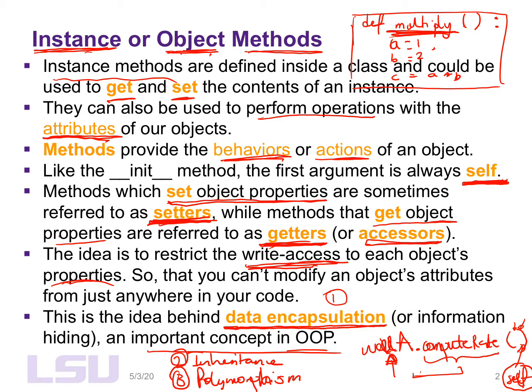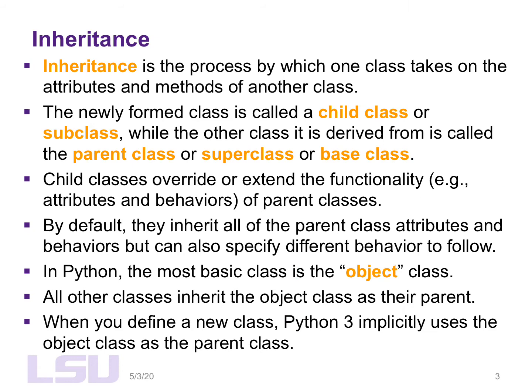So inheritance is the next one. And anytime inheritance is involved, there is always a parent and there is a child. So the concept is very straightforward. It's the process by which a class takes on attributes and methods from another class. Again, it's always about properties and actions, attributes, methods.